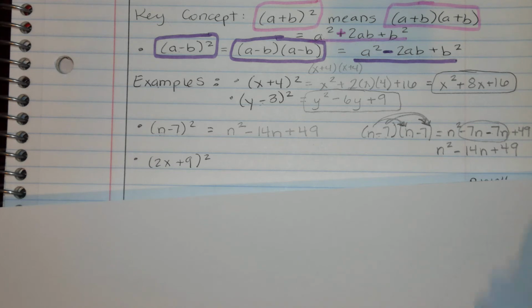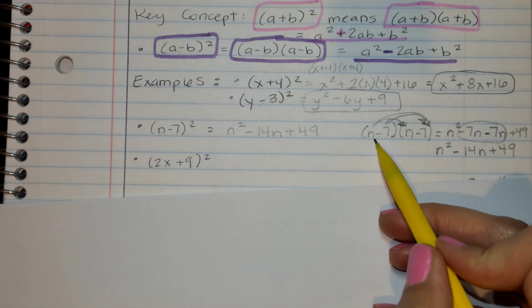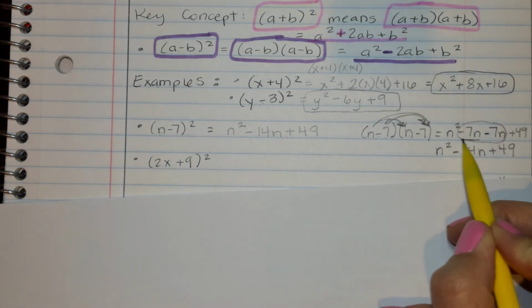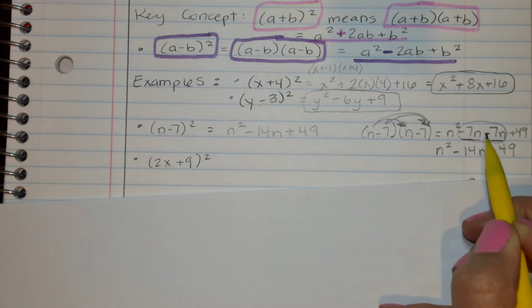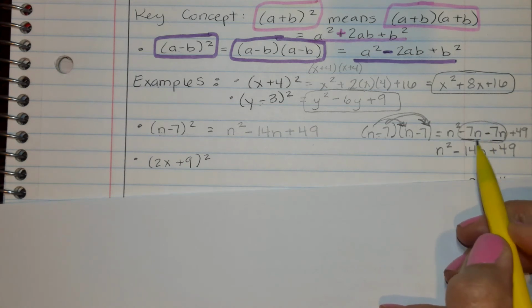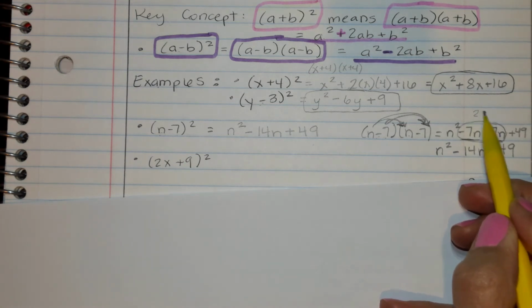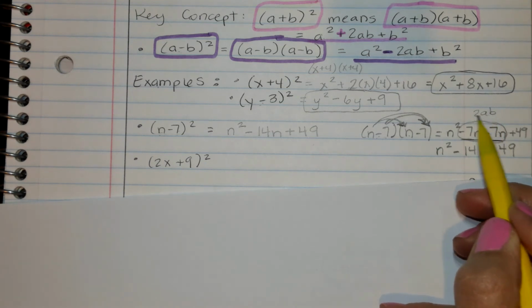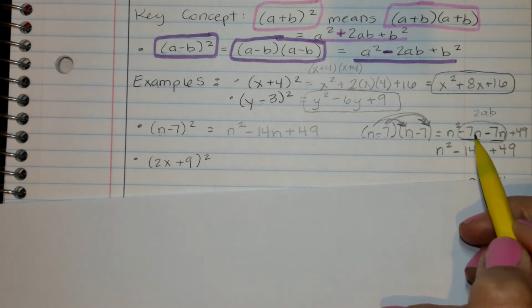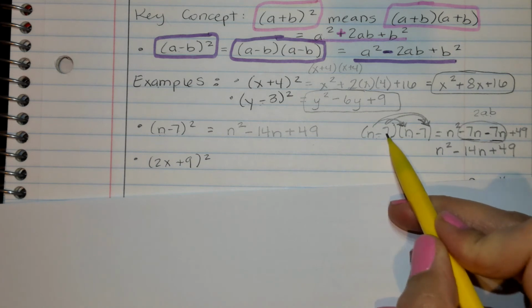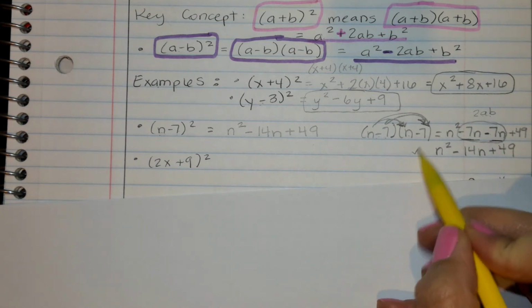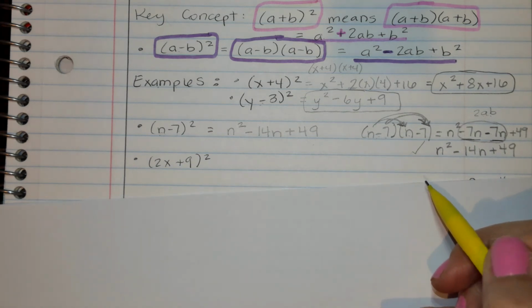Every time it works out like this, if it's a binomial squared, you're always going to have the same thing in the middle. And so that's why it's 2 times AB, 2AB, because it's always 2 times the two numbers multiplying times each other. So anyways, you can always check it that way if you're not sure.